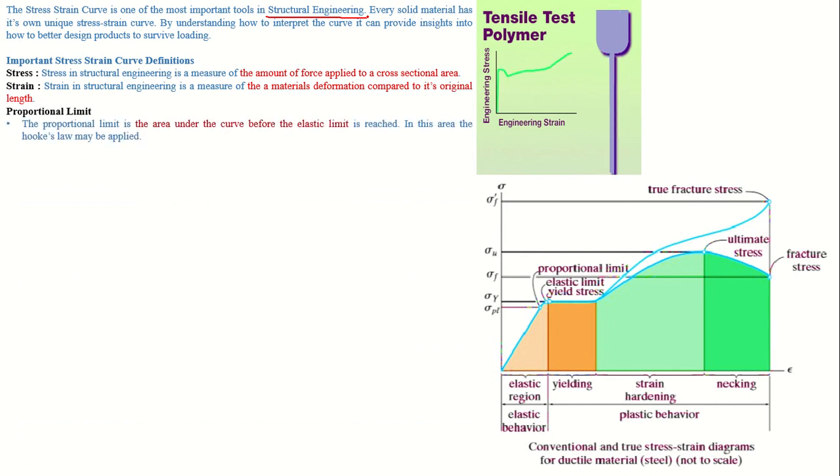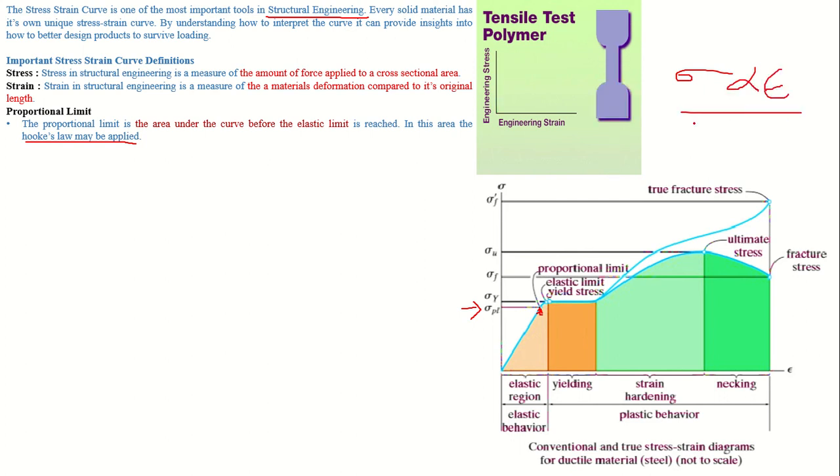Then proportional limit. Guys, you can see here it is the proportional limit. This limit is at the particular stress, the proportional limit stress, up to which you are going to get the area under the curve before it reaches the elastic limit. In this area, Hooke's law can be applied. What is Hooke's law? Hooke's law states that the stress is directly proportional to strain within the elastic limit or proportional limit.